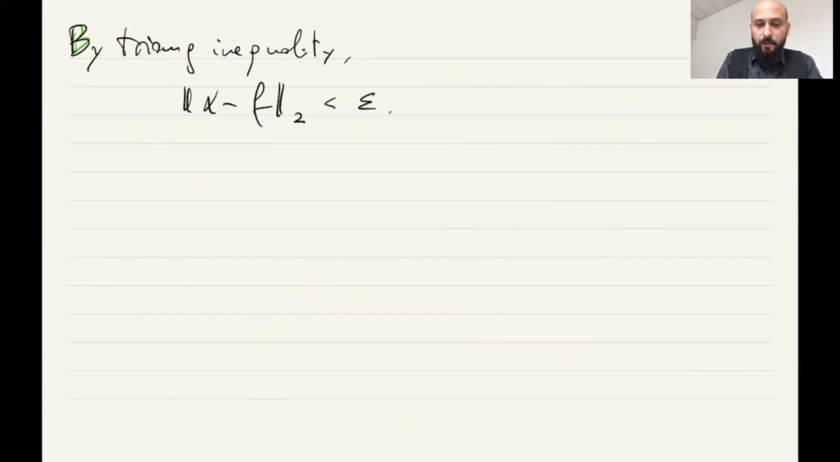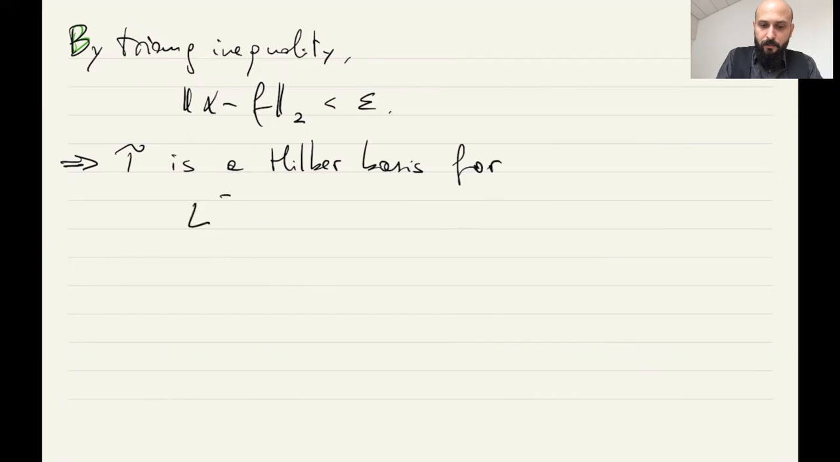Okay, so we were able to approximate arbitrarily well every function in L2 with a trigonometric polynomial. So this means that the trigonometric polynomials form a Hilbert basis for L2 of C on the interval minus pi to pi.